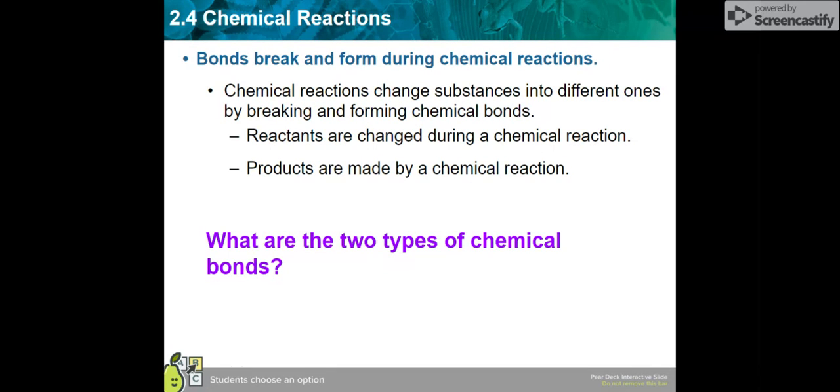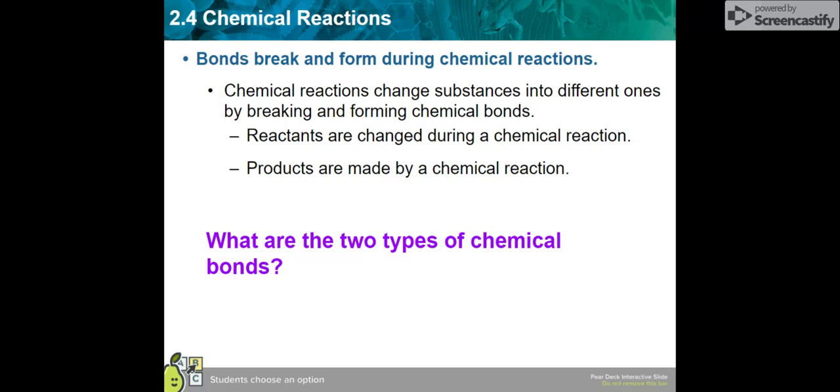Okay, so when we look at a chemical reaction, the initial materials that are beginning the reaction, we call the reactants. Those are the ones that are changed during a chemical reaction. So those bonds are going to be broken, and then new substances with new bonds are going to be formed. Those are our products. The products are the things that are made by a chemical reaction.